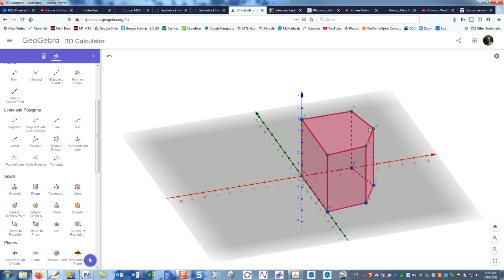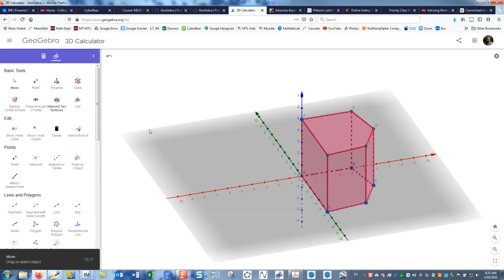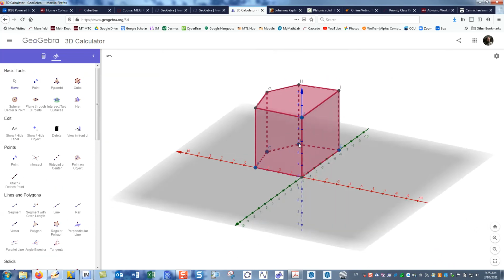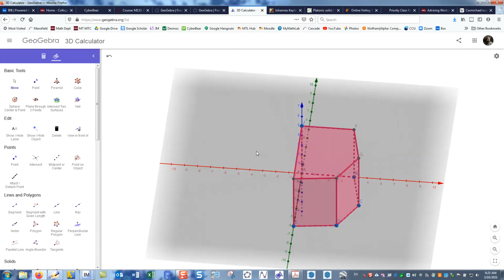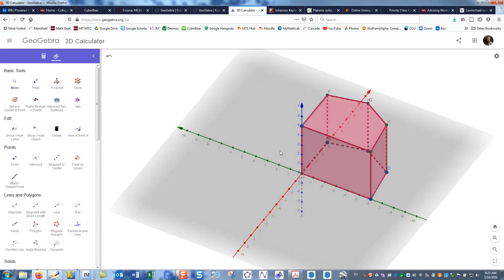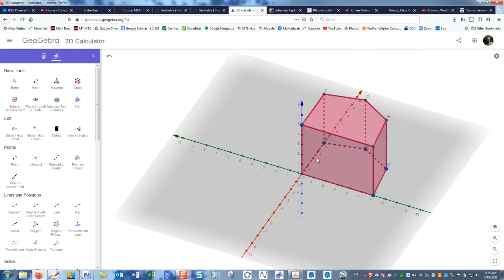So there's an example of a pentagonal prism. There are 5 different edges to the congruent bases, so that means the bases themselves are pentagons. And if I move it around, you can see how this thing looks from different angles. It is definitely a fantastic piece of software, and of course it's free, which is really neat. So go ahead and try this out on your own if you have the chance and some time.